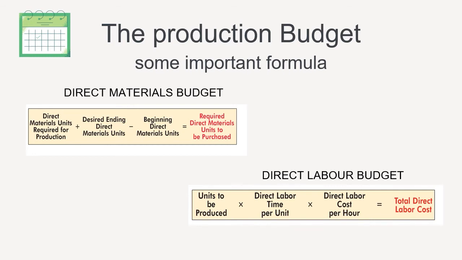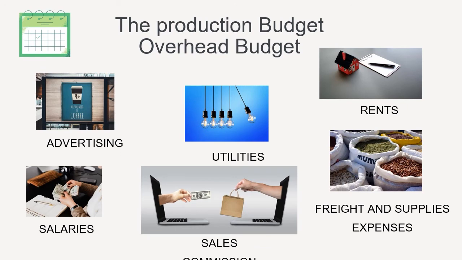Direct labor budget. The total direct labor cost formula is units to be produced, times direct labor time per unit, times direct labor cost per hour. Here are some examples of overhead budget costs. The administrative salaries line item contains the wages paid to manufacturing supervisors, the purchasing staff, production clerks, and logistics planning staff. Depreciation expenses, i.e. that portion of a fixed asset that has been considered consumed in the current period. This amount is then charged to expense.